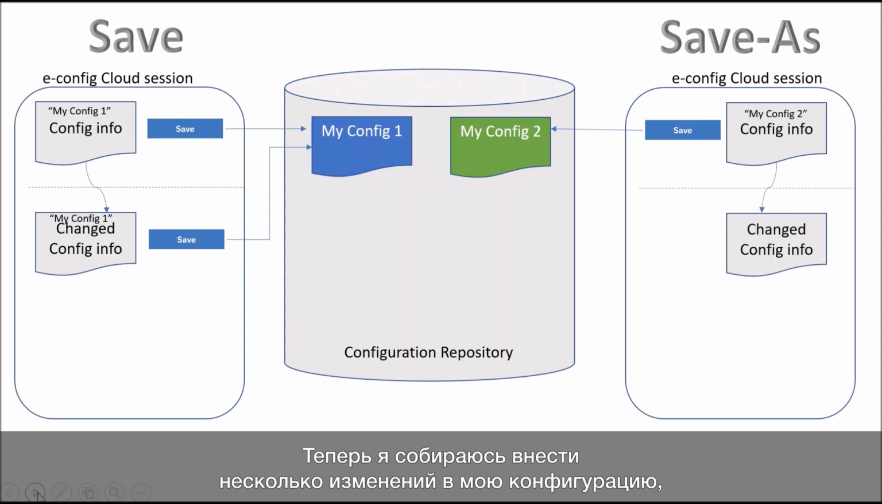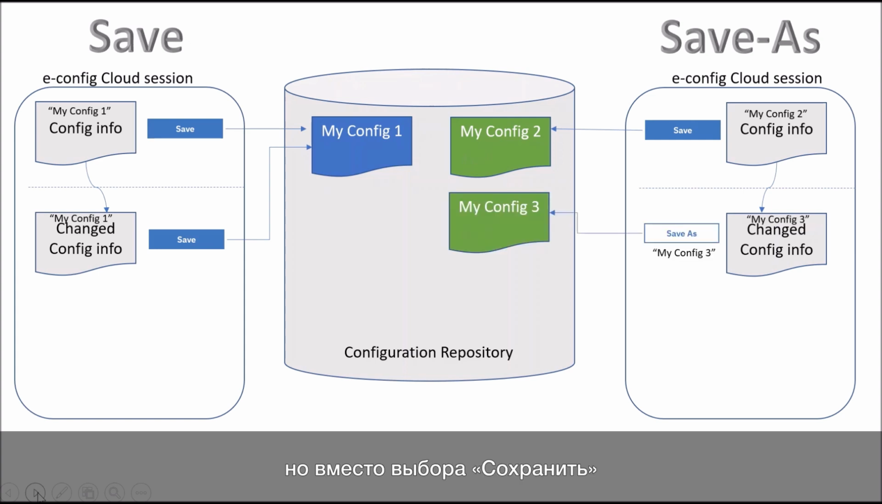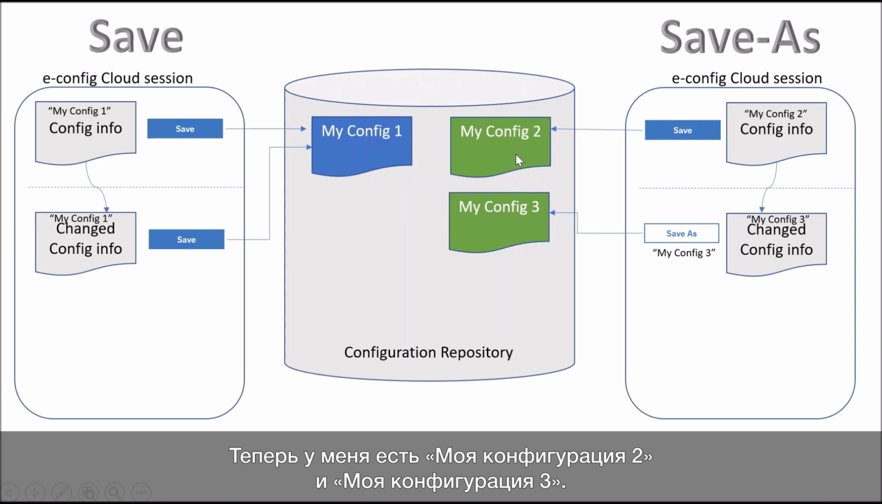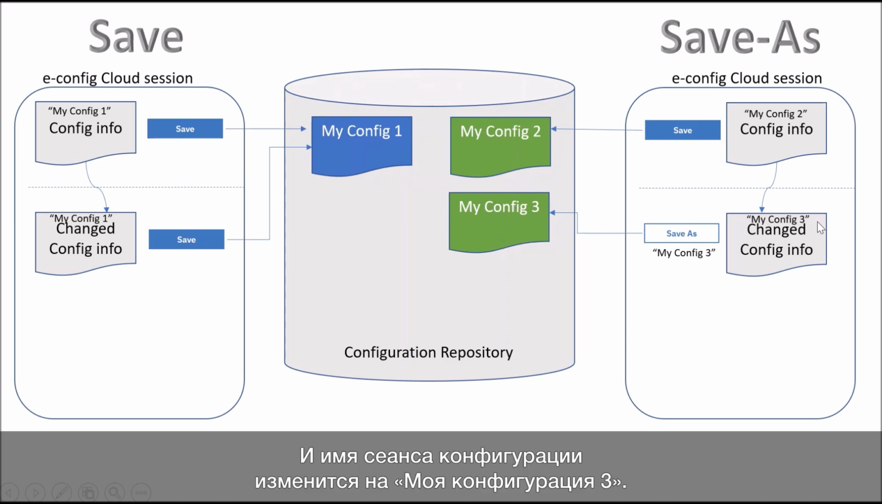Now I'm going to make some more changes in my configuration, but instead of saving this as a save, I select the save as action. And when I do that, I'm going to get prompted for a name and I'm going to call it myconfig3. So when the save occurs, that's going to be written to the configuration repository as a new separate configuration file. And I'm going to have it out there as myconfig2 and then myconfig3. And the configuration session name is going to change to myconfig3.